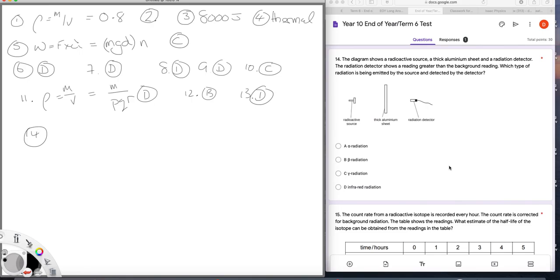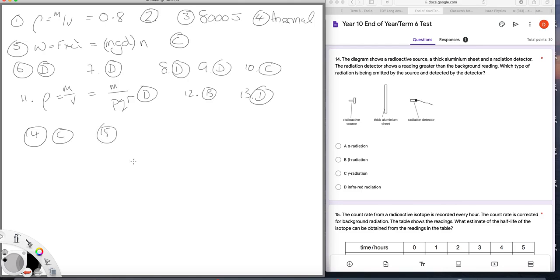The diagram shows a radioactive source, a thick aluminium sheet, and a radiation detector. The reading is greater than the background radiation, which means some of what is being emitted by the source is getting to the side. What could that be? It could not be alpha. It is a thick aluminium sheet, so it could not be beta, therefore it must be gamma. You could say, well, infrared will come through, but infrared is not ionizing and therefore will not be detected by this. C.